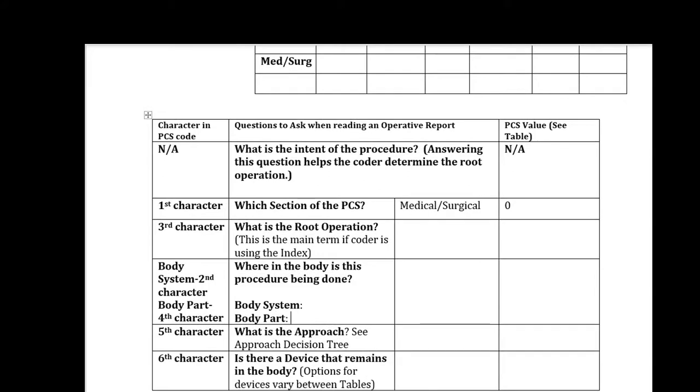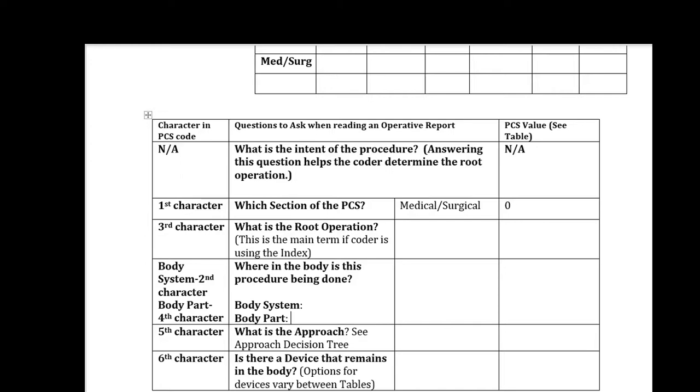The first question you're always asking as a coder, what is the intent of the procedure? The intent of a procedure is what the surgeon's end goal is. And that is what helps you determine that root operation. The operative report may go on and on about whatever he or she is doing in the person's body. But what you're really reading for is what is he or she attempting to accomplish. This operative report we're doing today is a good example of how you answer that question.